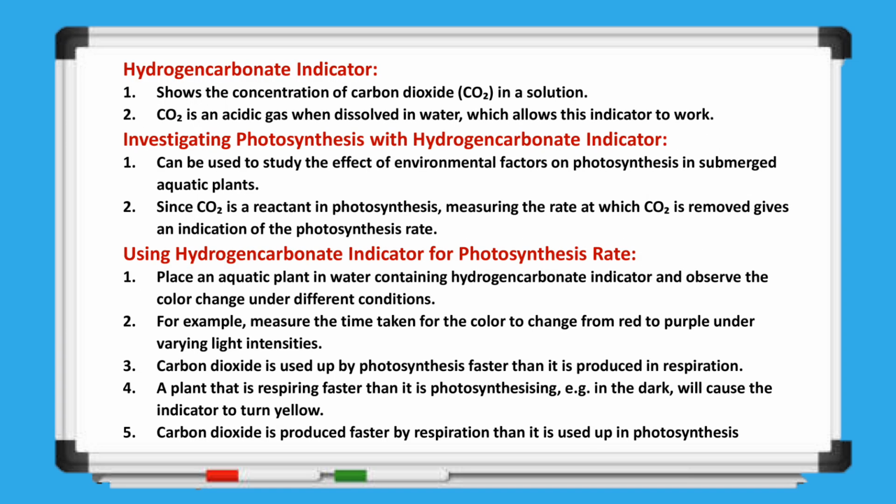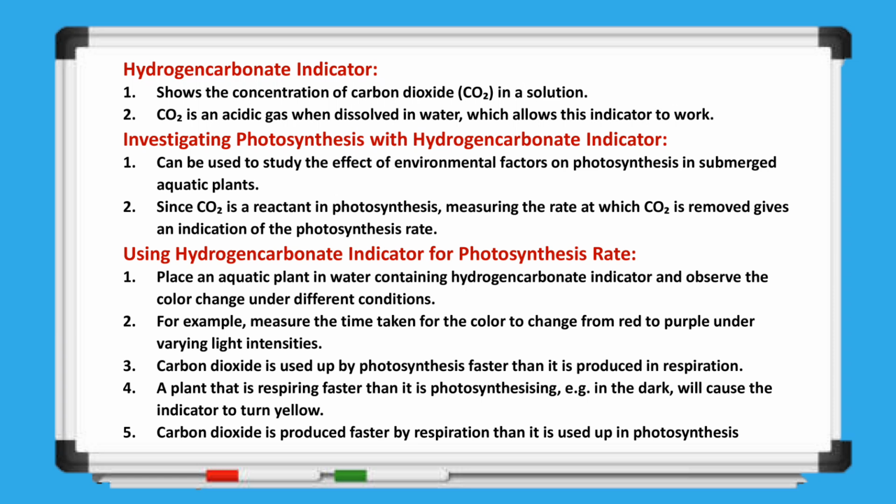In this experiment, we'll be using something called hydrogen carbonate indicator. But before we get into that, let's first understand what it is. Hydrogen carbonate indicator helps us see how much carbon dioxide is present in a solution. Carbon dioxide, when it dissolves in water, becomes slightly acidic, and that's what allows this indicator to work. Now, we can use this indicator to investigate photosynthesis in aquatic plants. Since carbon dioxide is one of the main ingredients for photosynthesis, measuring how quickly it's removed from the water gives us a good idea of how fast photosynthesis is happening.